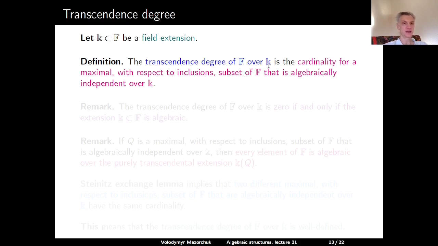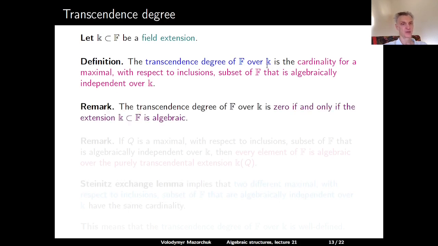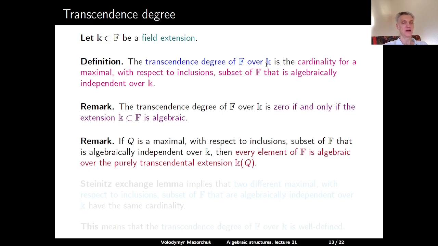For example, the transcendence degree of F over K is 0 if and only if the extension K inside F is algebraic. Another remark: if Q is a maximal with respect to inclusions subset of F that is algebraically independent over K, then every element of F is algebraic over the purely transcendental extension of K inside the field of rational functions in the elements of our set Q.